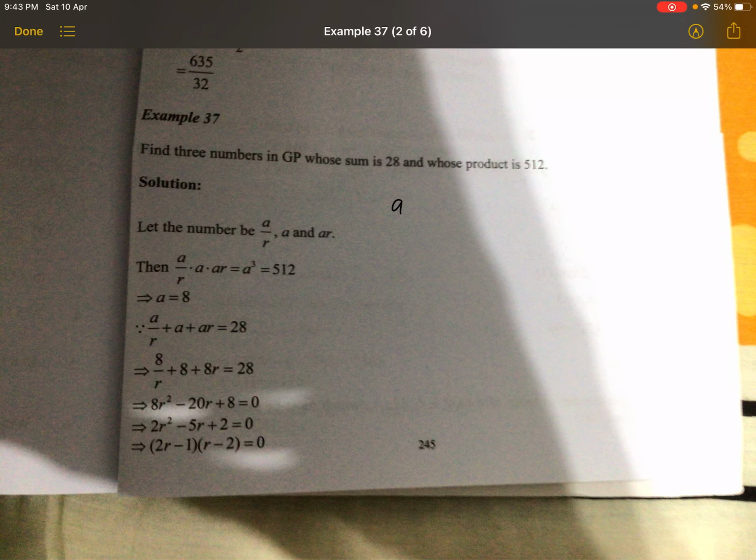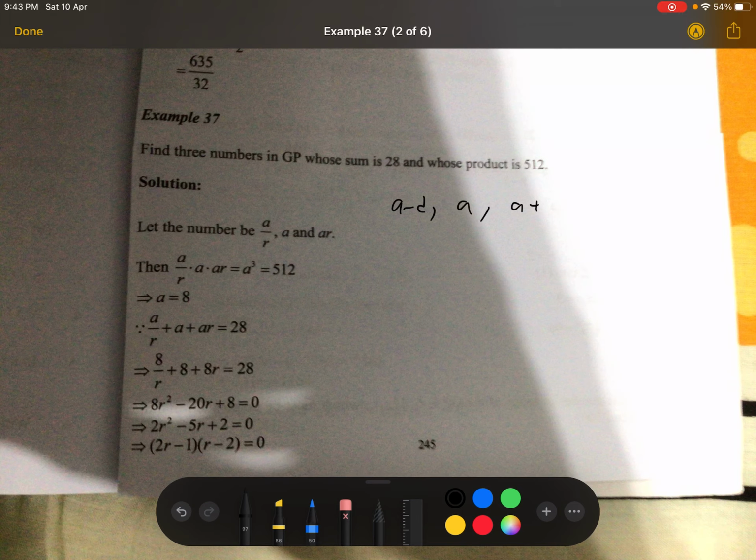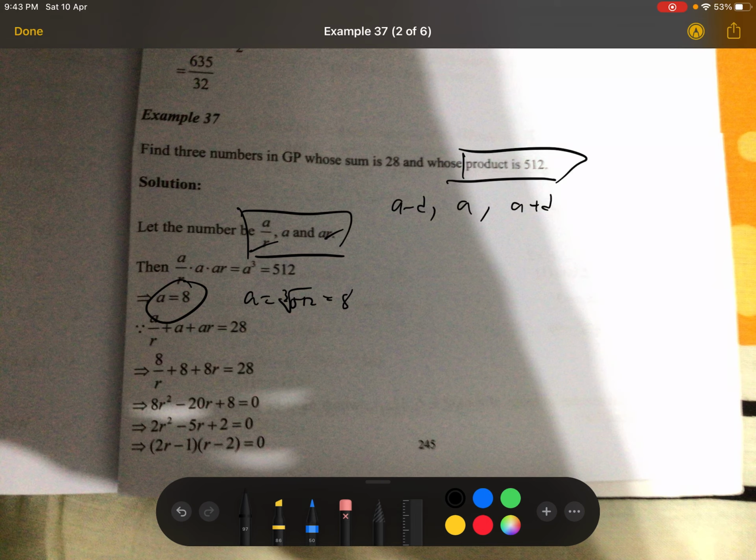Next one is similar to the first one, where we have A minus D, A, and A plus D. But GP is a bit more complicated, though it has a similar concept, which is A over R, A, and AR. The main reason why you want to use that is because it mentions the product. Since it mentions the product, if you multiply all of them together, you realize that you can cut R out. So you will get A cubed equals 512, thus A equals the cube root of 512, which is 8.